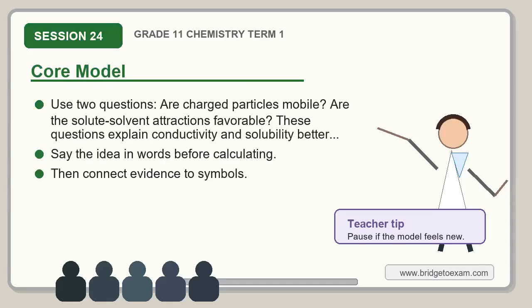The core model is this. Use two questions. Are charged particles mobile? Are the solute-solvent attractions favorable? These questions explain conductivity and solubility better than memorizing isolated facts. Do not rush to an answer. Build the model first, then let the model guide the calculation or explanation.